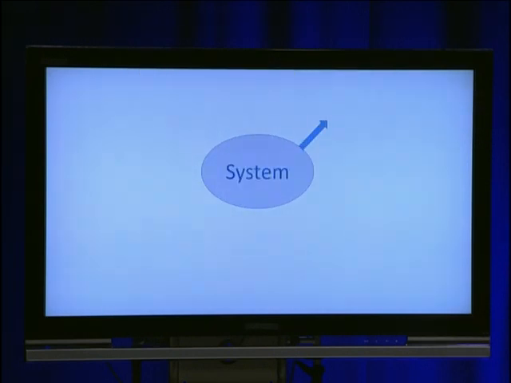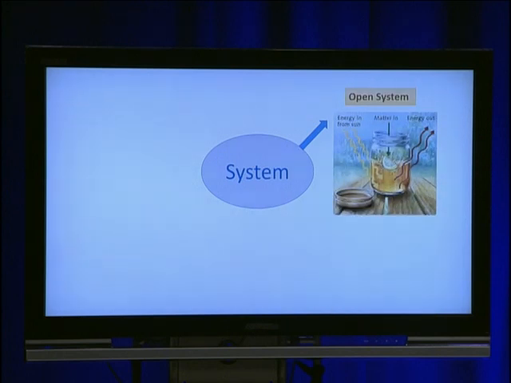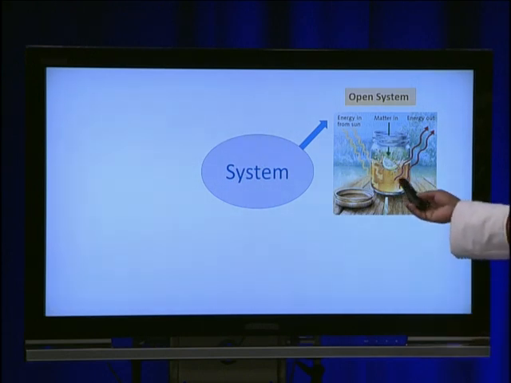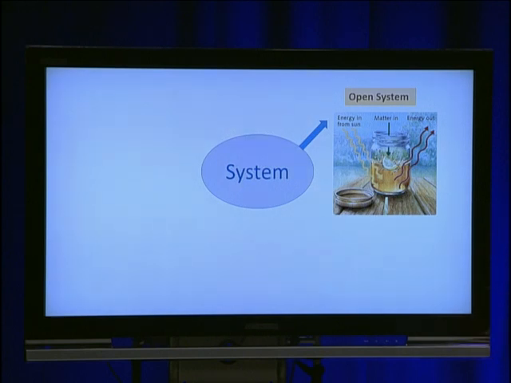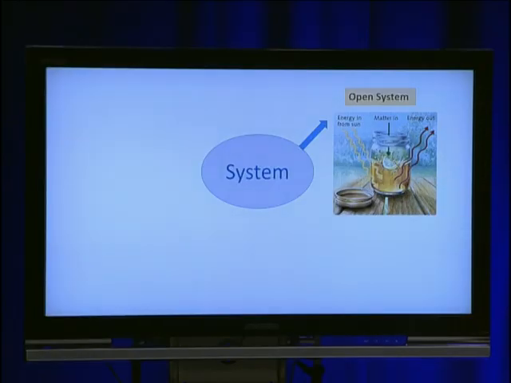Now, systems are of different types. We have first, the open system. In an open system, both mass and energy exchange can take place between the system and the surrounding. For example, if we have water inside this container, it is open. So, we can add mass as well as remove mass from the system. So, there is exchange of mass between the system and the surrounding. There is also exchange of energy between the system and the surrounding.